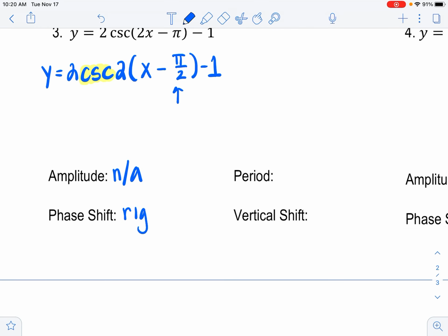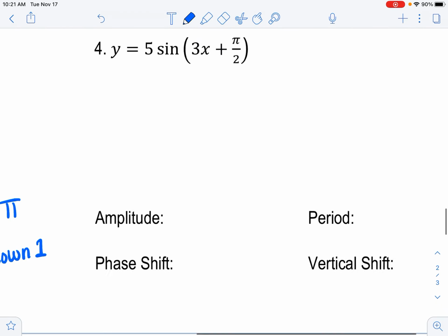Okay, phase shift. I can tell right here it's moved right, pi over 2. Vertical shift, this is down 1. Period, 2 pi divided by the b value, which is 2. And then I can simplify this because 2 divided by 2 is 1, so I just get pi as my period.